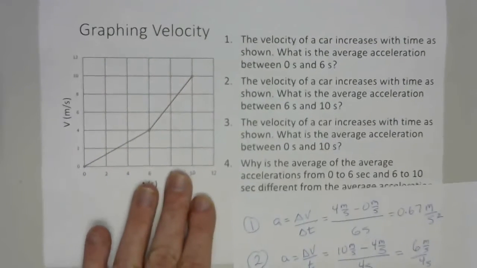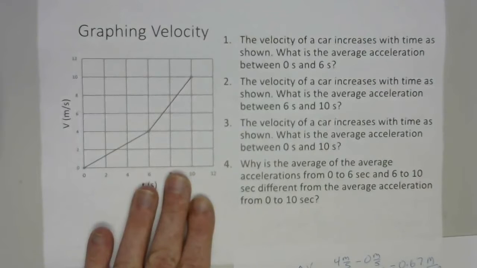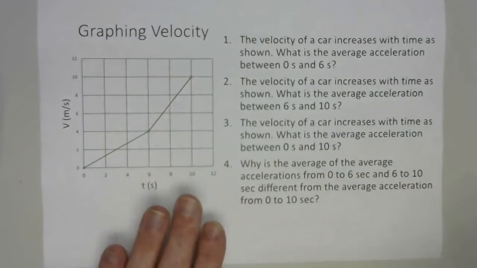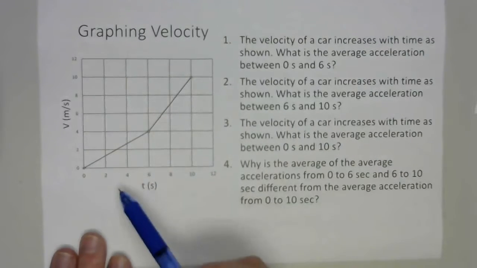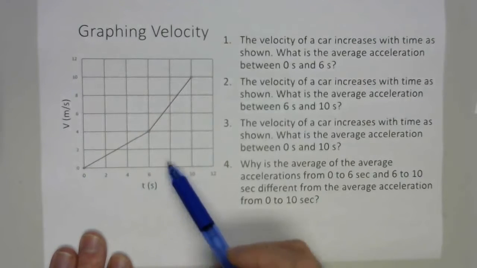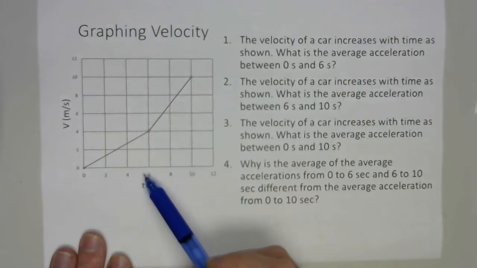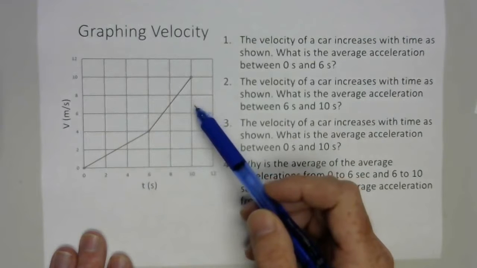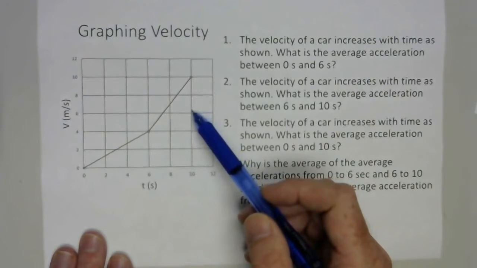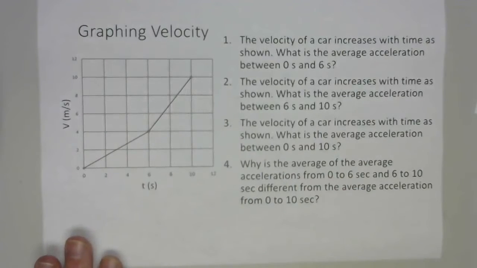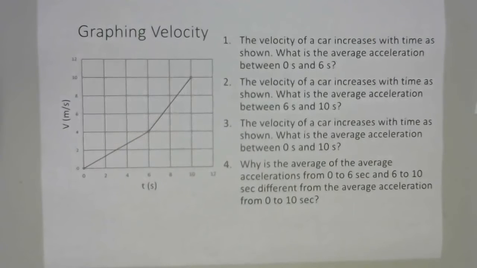Which kind of brings us to the 4th question. Why is that not the case? It's because these time intervals are not equal. One is 6 seconds and one is 4 seconds. And so it's not going to be an even average unless you're accelerating for equal amounts of time. This was a brief tutorial on graphical relationships of motion.